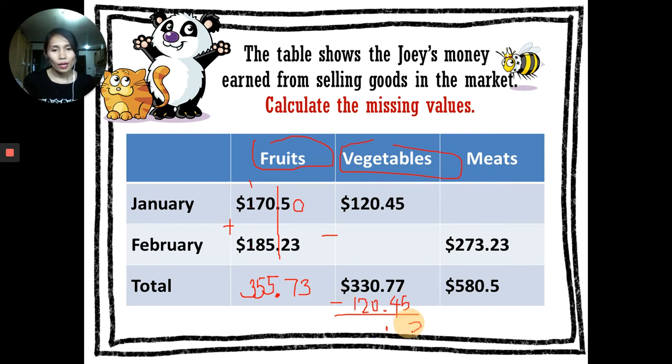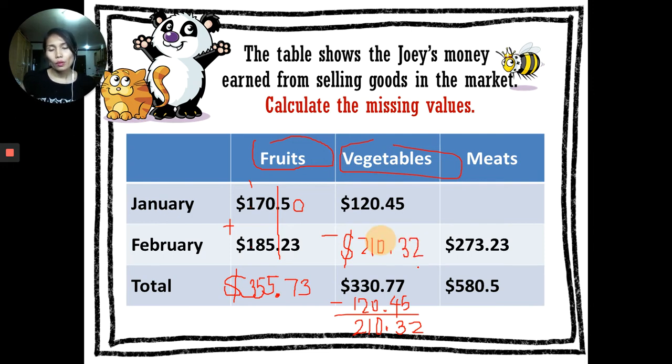7 minus 5 is 2. 7 minus 4 is 3. It's easier to subtract if the number above is bigger. All right. 0 minus 0, 0. 3 minus 2 is 1. 3 minus 1 is 2. And then copy the dollar sign. Get to write the dollars. So our answer here is 210 and 32 hundredths.